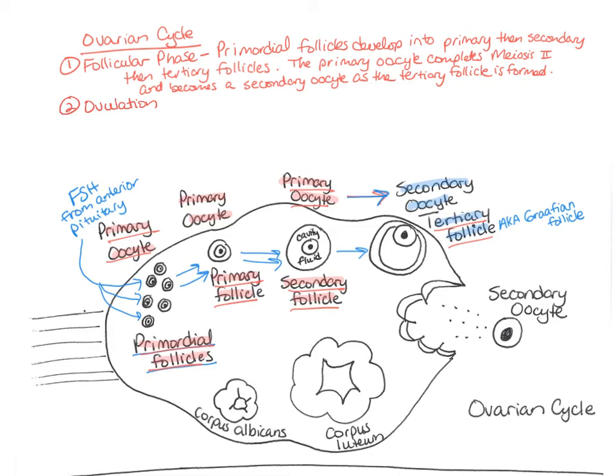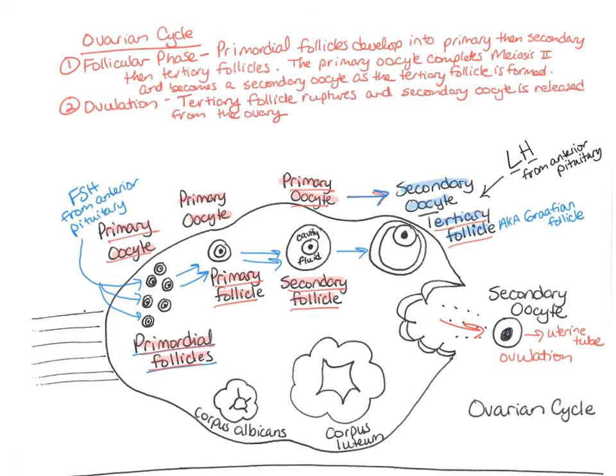Ovulation occurs because luteinizing hormone levels rise in the blood. So luteinizing hormone, or LH, is released from the anterior lobe of the pituitary. And when the luteinizing hormone levels rise, the tertiary follicle releases the secondary oocyte into the pelvic cavity. This is called ovulation. The secondary oocyte is directed into the uterine tube then by the fimbriae of the uterine tube. Remember, the fimbriae are finger-like projections at the ends of the uterine tubes.